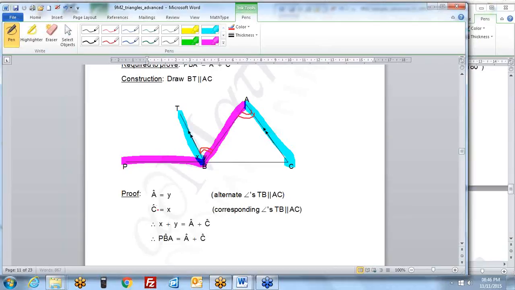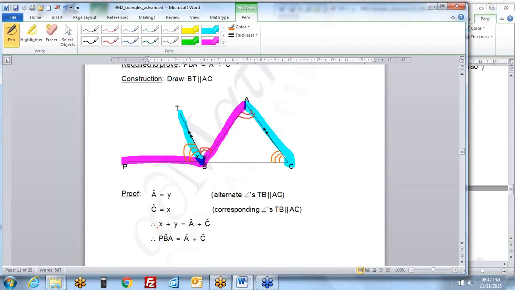Alright, and then angle C. So use a different color. Angle C equals X. Corresponding angles, once again, AC is parallel to TB. And now it's easy to say X plus Y equals angle A plus angle C.